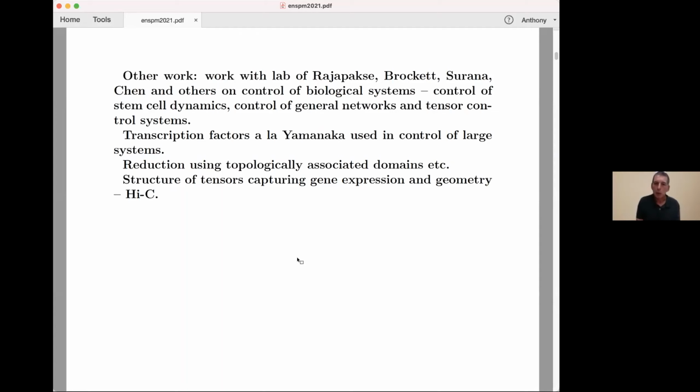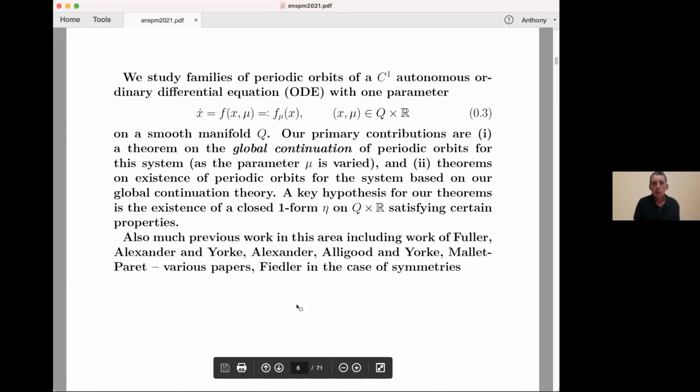And part of the work in the lab is to try and capture both the gene dynamics through the gene expression and through the geometry, which is called Hi-C. And I'm not going to talk much about that here. So the theoretical part of this is to study periodic orbits of ordinary differential equations, and the ones, of course, I have in mind are the ones I showed you. So I have an ordinary differential equation with a parameter. So x dot equals f of x, mu. x is in some smooth manifold Q, mu is a parameter in R.